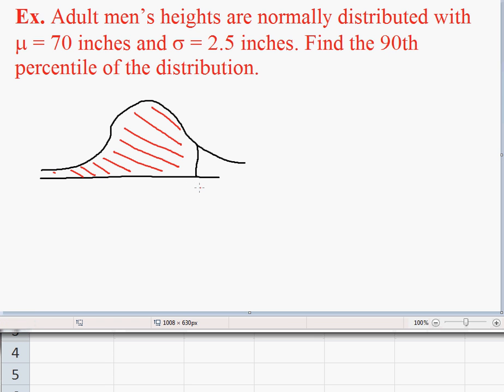So rather than having a coordinate and finding the area, this time the input is the area and the output is going to be the coordinate. Now there's a couple ways that this can be done. First way, let's use the table to get the answer.